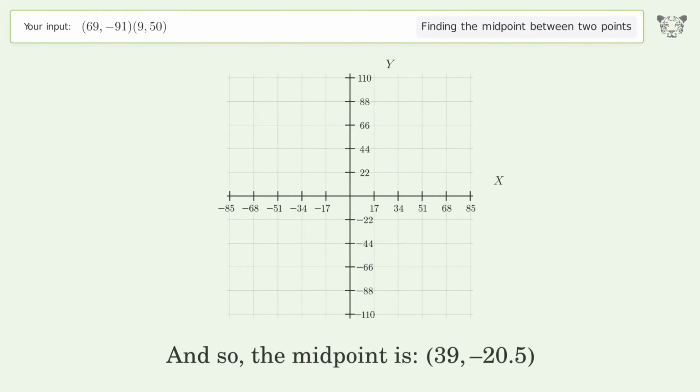And so, the midpoint is 39, negative 20.5.